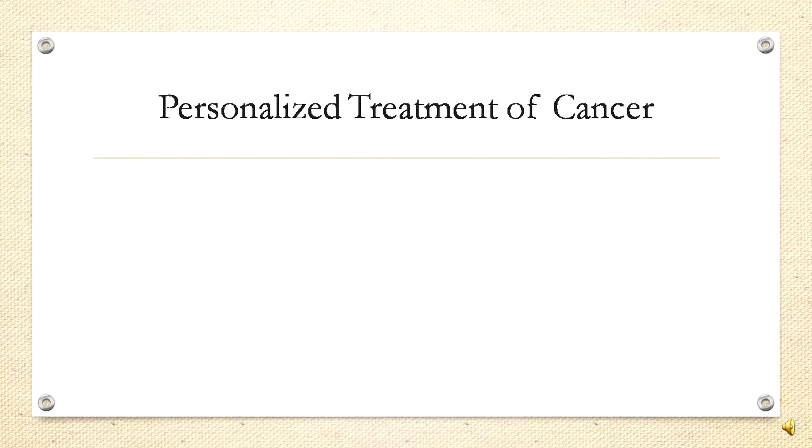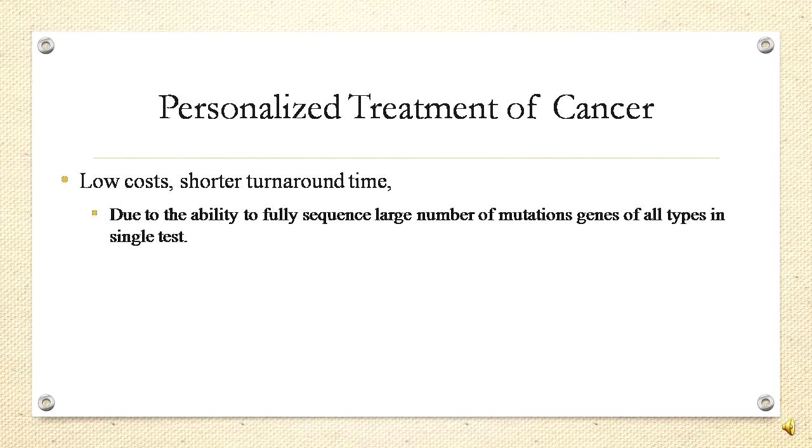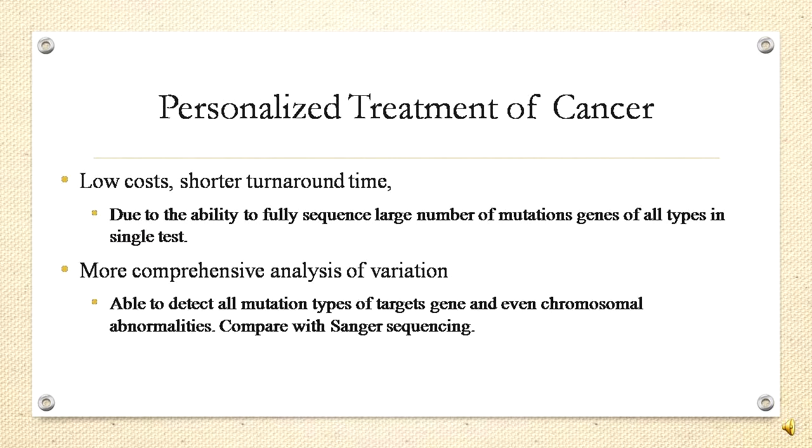Then followed by personalized treatment of cancer. It will be low cost with a shorter turnaround time, whereas cancer treatment is usually quite high cost and takes a long time to obtain results, because of NGS's ability to fully sequence a large number of mutated genes of all types in a single test. Second, more comprehensive analysis of variation, able to detect all mutation types of the target gene and even chromosomal abnormalities, compared with single sequencing.